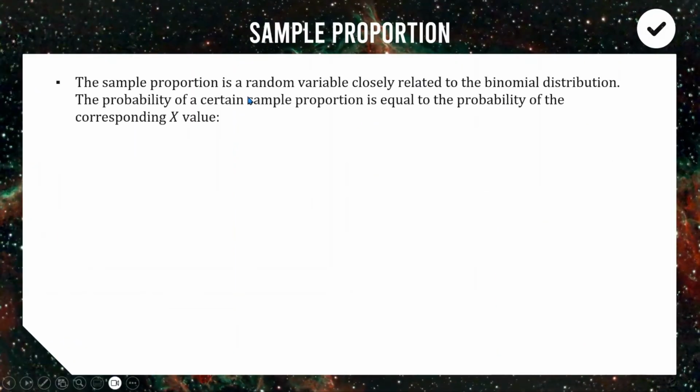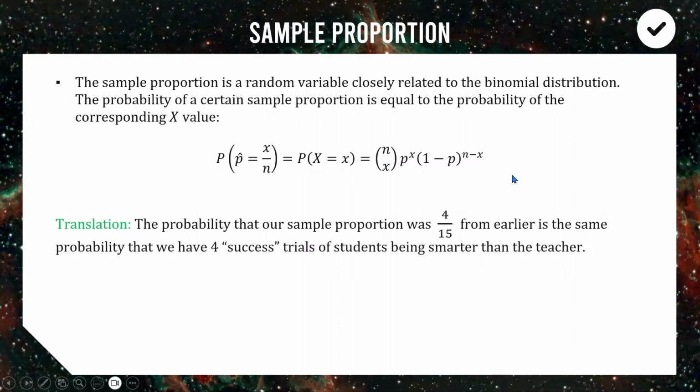Okay, more info. Because the sample proportion is so closely linked to a binomial distribution, we can also approximate sample proportions using a normal distribution in the same way that we did with the binomial outcomes. So similar approach with some different values, okay? The probability of a sample proportion being equal to some sort of fraction is the same question as asking what's the probability of getting that many successes in your binomial trial. So it's all the same stuff.